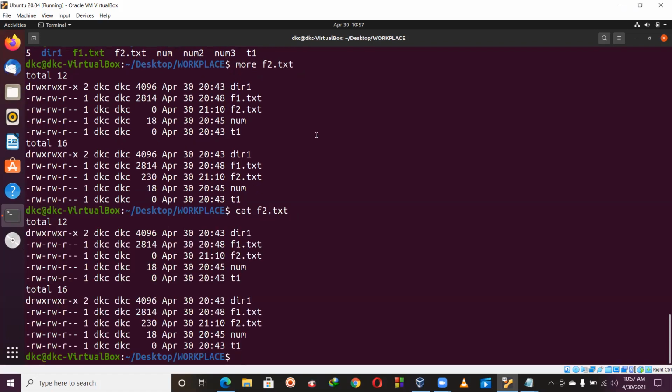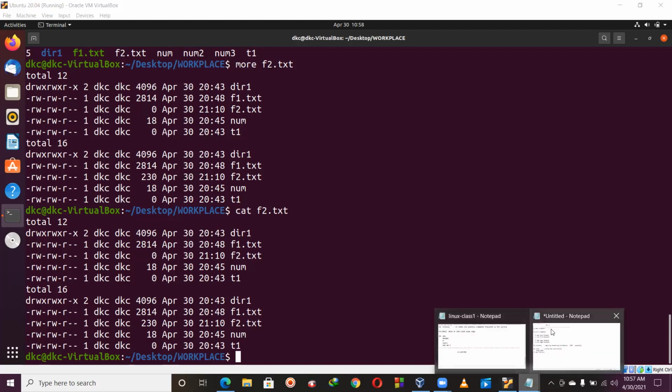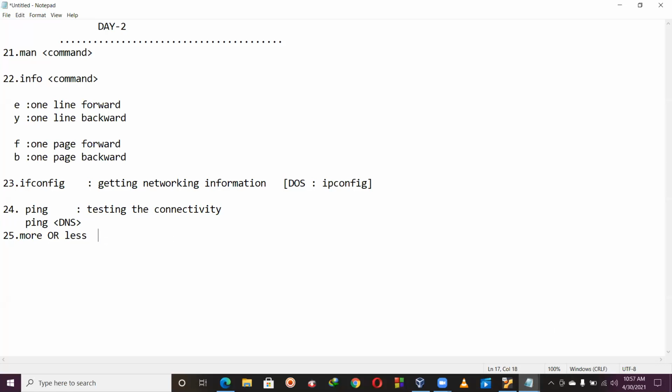So when is more or less useful? It is useful when we have lengthy information. Here I am writing: useful when I have lengthy information. Okay, fine. Next one.